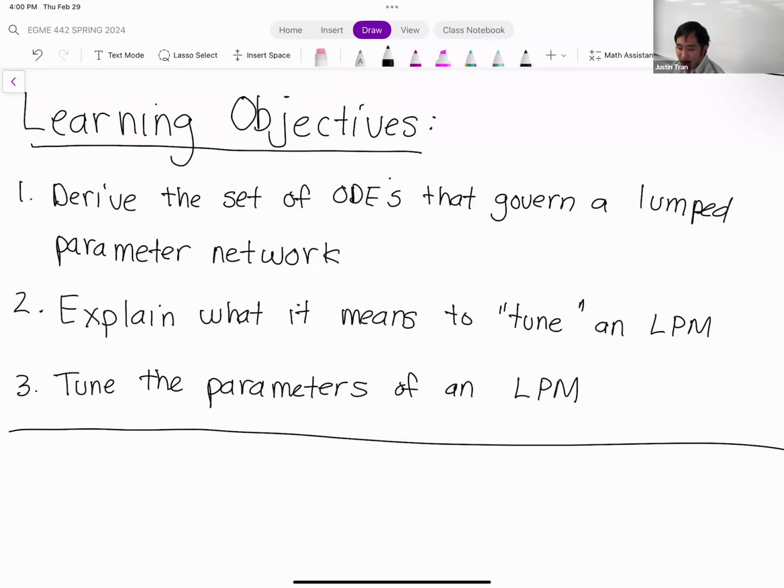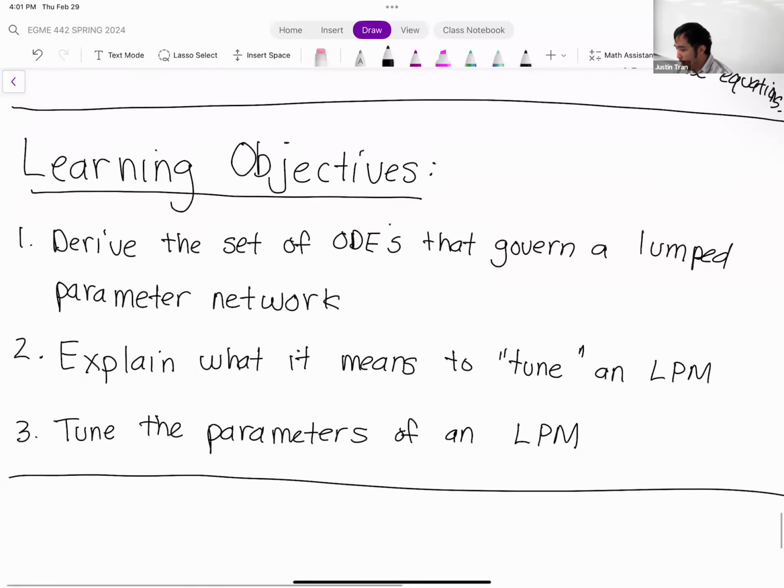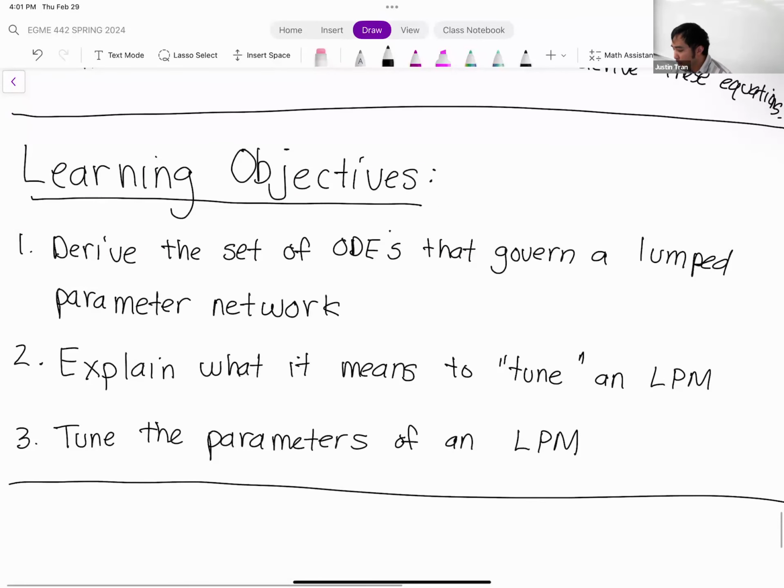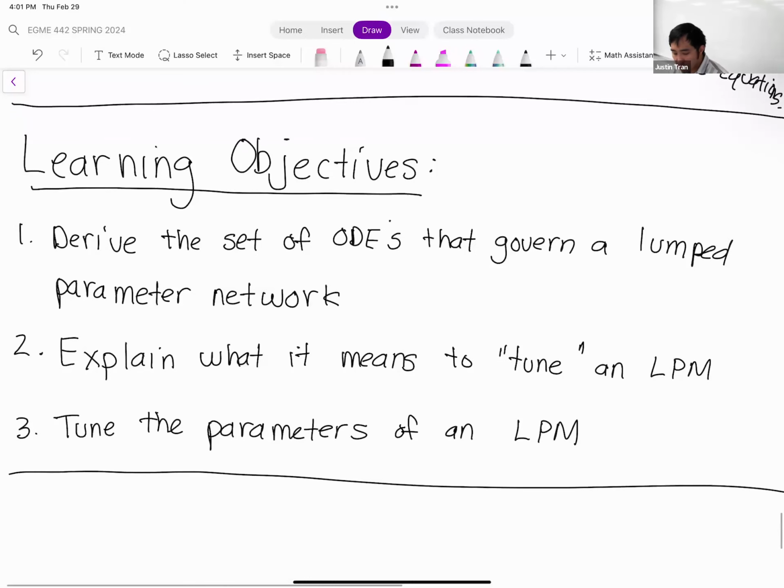Okay, so the plan for today, we are just going to continue with our lecture notes. On Tuesday we introduced the concept of lumped parameter modeling, and today we're going to be doing all examples. I think we started an example last time, so we'll finish that one up. We'll talk about how to derive the equations for a lumped parameter model. We're going to get into a little bit of MATLAB today too.